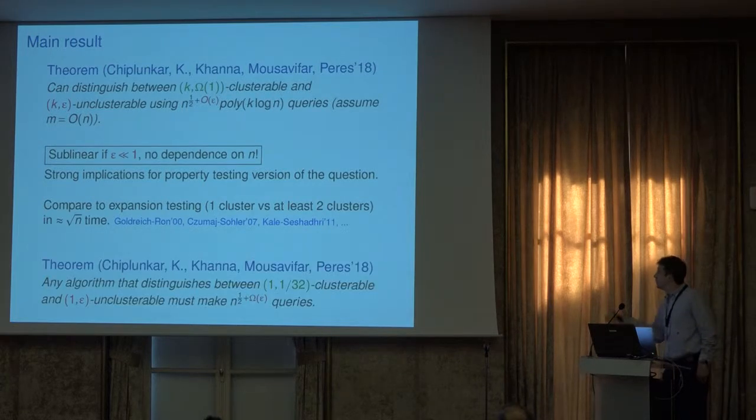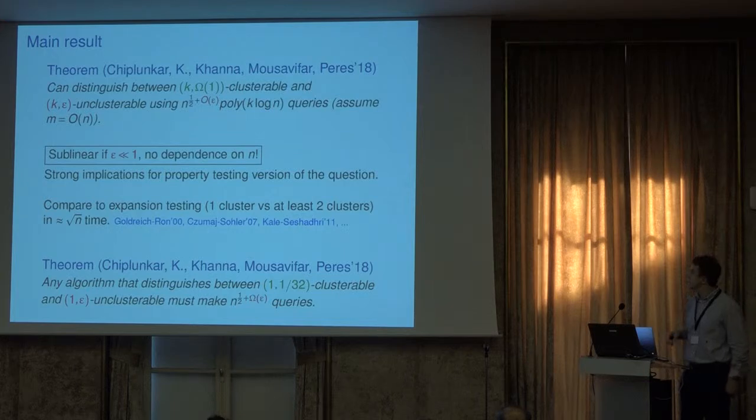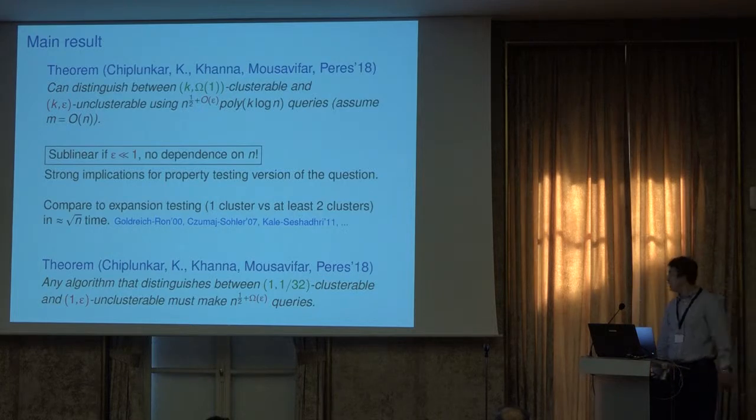Well, it turns out that the dependence on epsilon is actually needed. We prove that any algorithm that distinguishes between graphs that are one clusterable, so think of a good expander, and graphs that are 1, epsilon unclusterable, think of two expanders with a cut of sparsity epsilon, must make at least n to the 1/2 plus omega epsilon queries to the graph in this model. Okay, so this is the result.